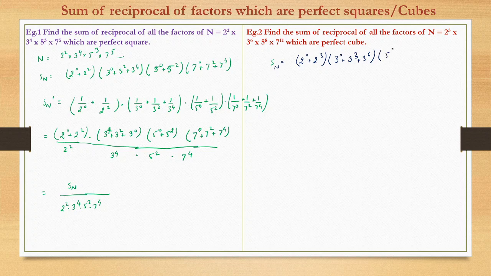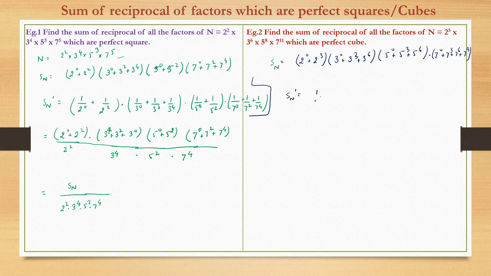Similarly in case of 5 we can write 5 raised to power 0, 5 raised to power 3, 5 raised to power 6. And in case of 7 we can write 7 raised to power 0, 7 raised to power 3, 7 raised to power 6 plus 7 raised to power 9, right? This would have been our answer had the question been just to find the sum of the factors which are perfect cube. But now the question says it's not the perfect cube but the reciprocal of the factors which are perfect cube. So let Sn dash be the same.